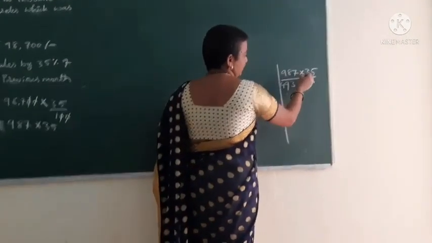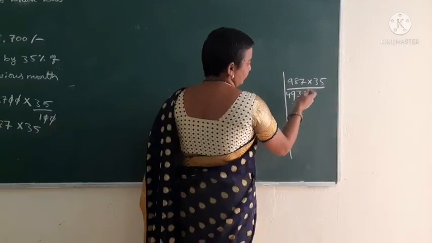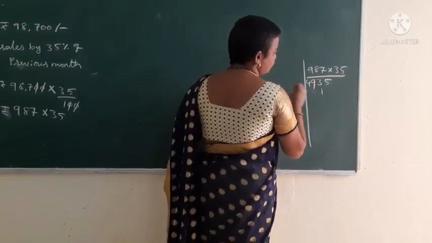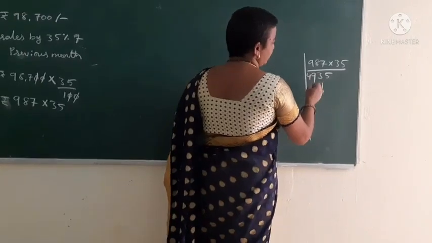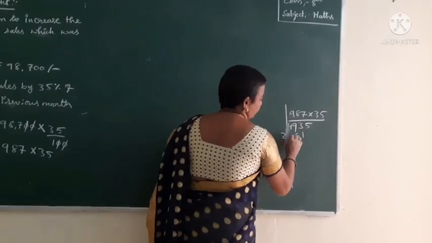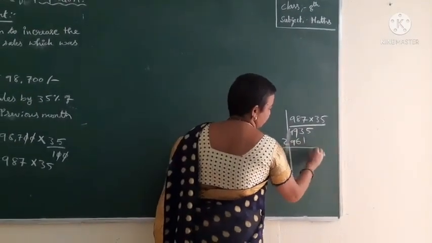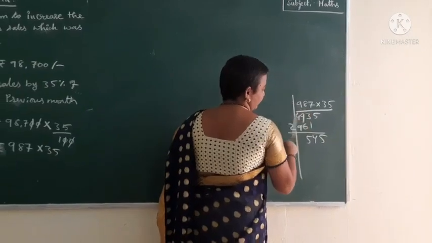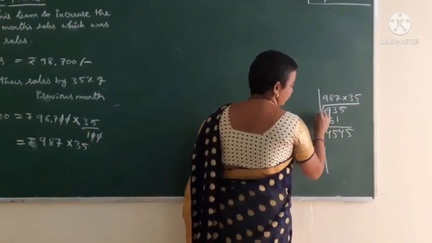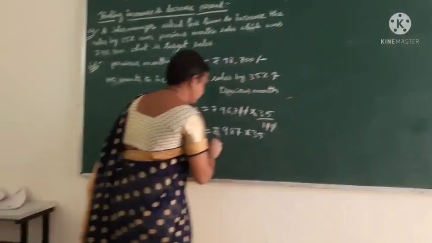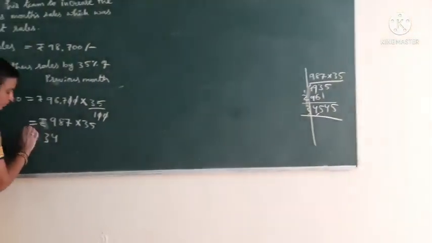Now 3 sevens are 21, 1 and carry 2. 3 eights are 24, 24 plus 2, 26. 3 nines are 27, 27 plus 2, 29. So adding, we get 5, 4, 5, 4, 3. So the answer is 34,545 rupees.